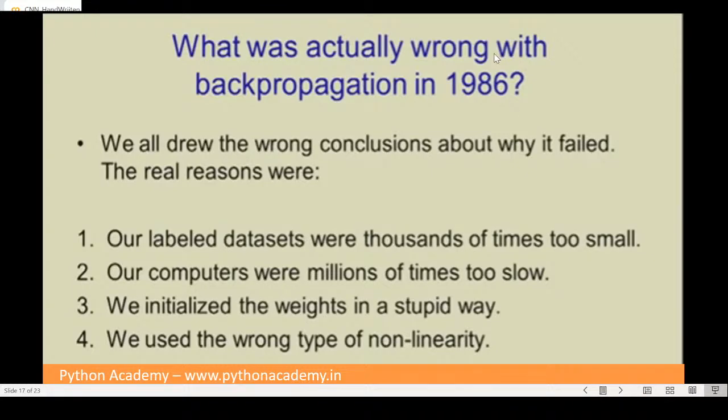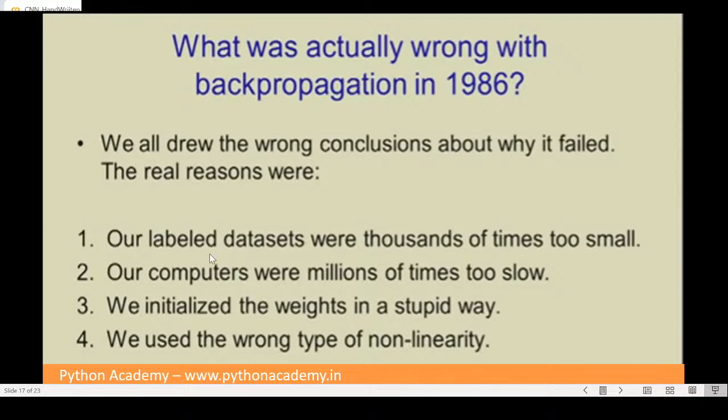So what was the problem with the old backpropagation method which we started with? One of the speakers has put it very well: we all drew the wrong conclusions about why it failed. The real reason was that at that time there was a big gap in time. If you look at ImageNet or something, and plot how neural networks progressed, at one point you will find a complete silence. People were moving in other directions. SVM was introduced at that time, and there was nearly 10 to 15 years of silence.